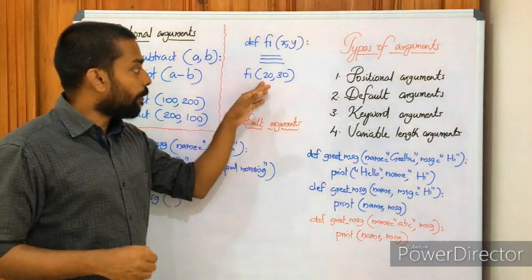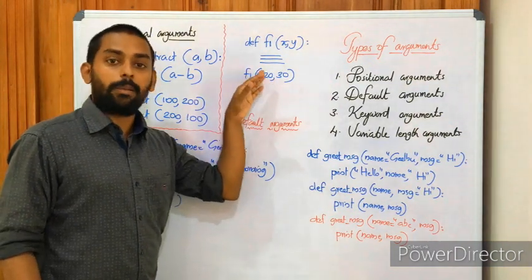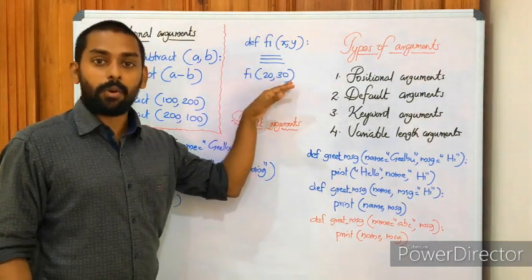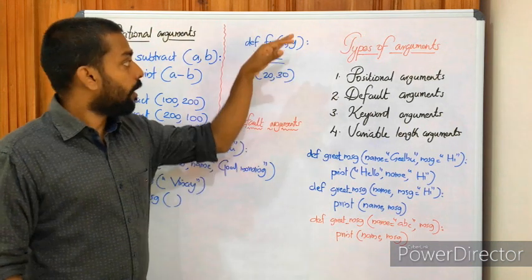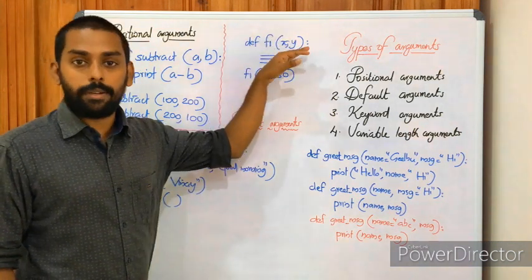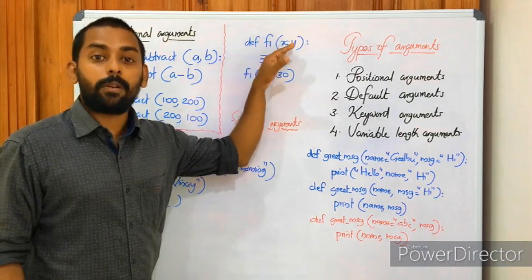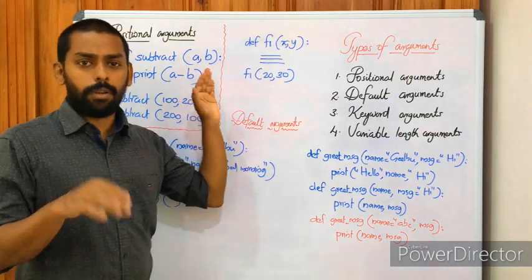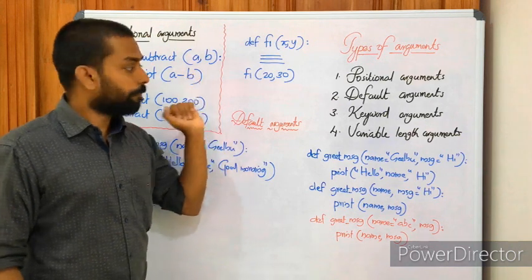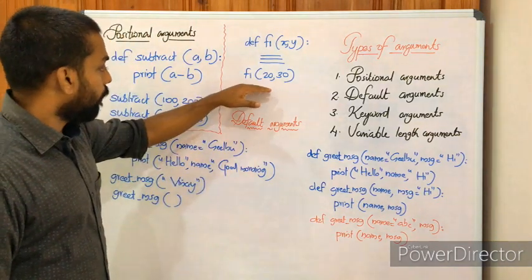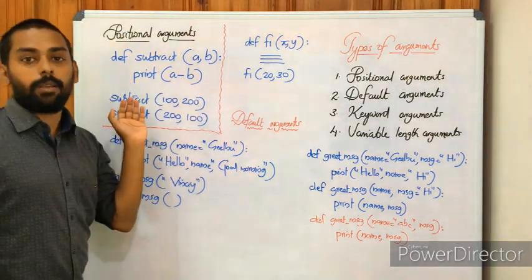So actual parameters or actual arguments are the parameters or arguments provided in the function call, and formal parameters or formal arguments are the parameters or arguments provided in the function header part of the function definition, or simply the function definition.